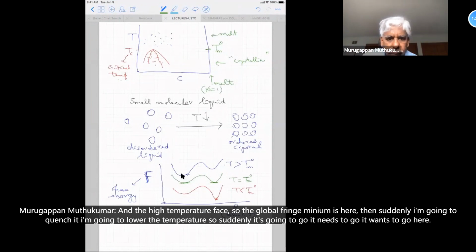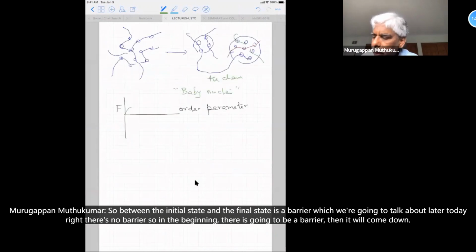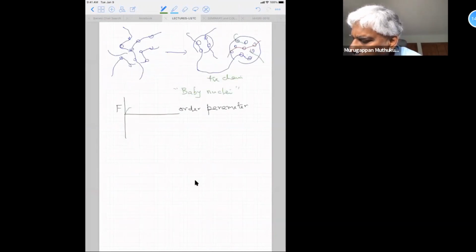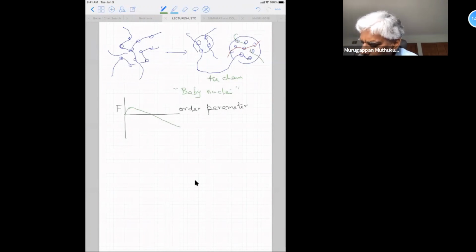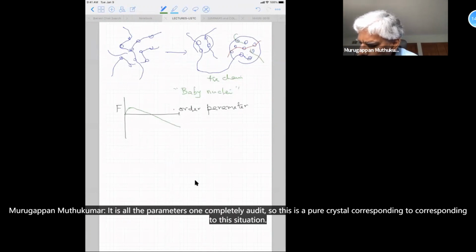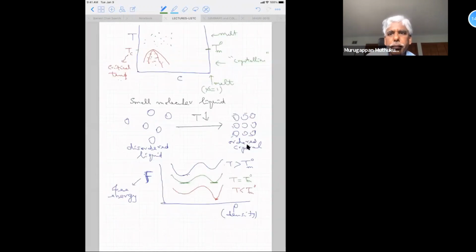I'm going to lower the temperature. So suddenly it needs to go, it wants to go here. Between the initial state and the final state, there's going to be a barrier, which we're going to talk about later today. So in the beginning, there is going to be a barrier, then it'll come down eventually to the fully ordered state. This is order parameter 1, completely ordered. So this is a pure crystal corresponding to this situation.